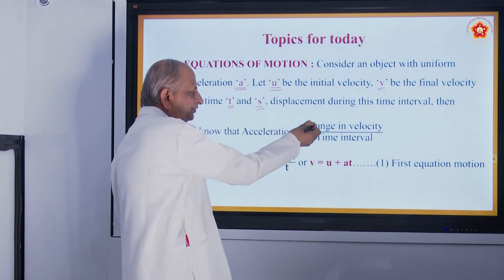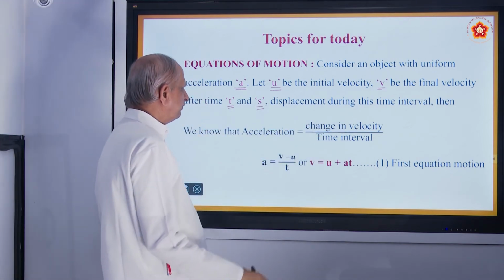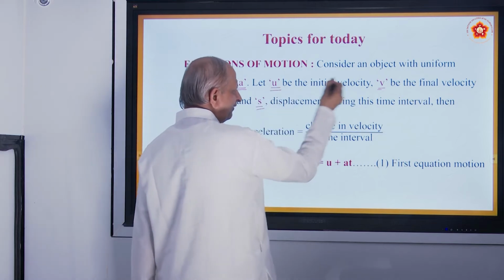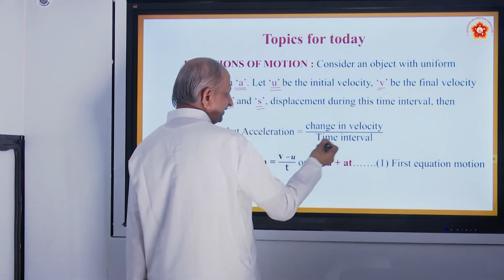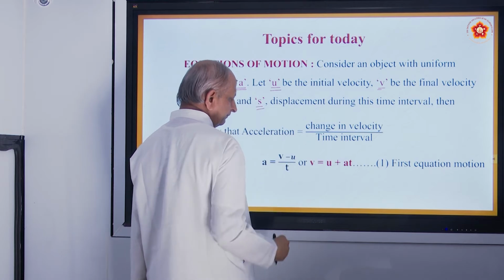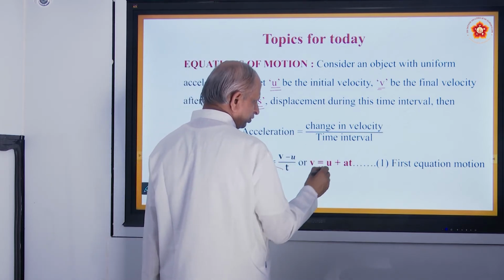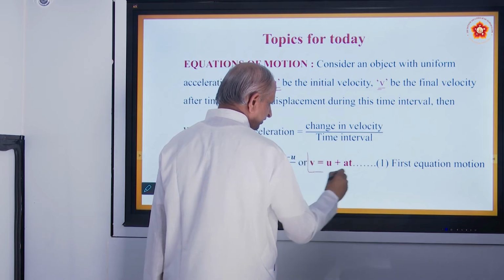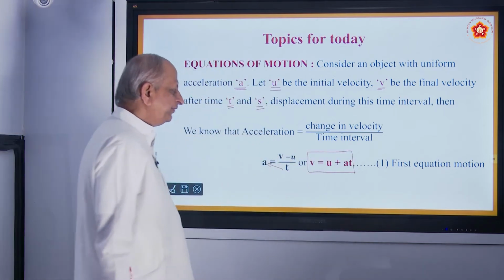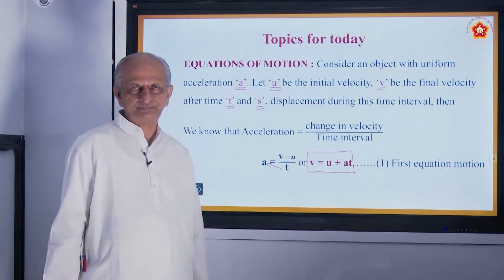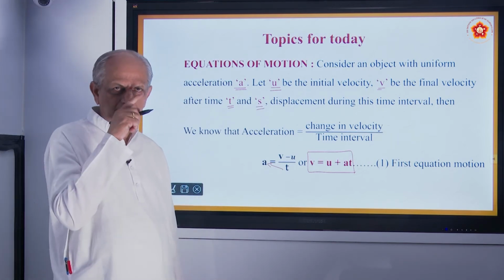So acceleration becomes change in velocity by time. Change in velocity means what? It was u, it became v. So it becomes v minus u by t. If you cross multiply, we get v is equal to u plus at. It is a very, very important formula. That is called the first equation of motion. You repeat it 10 times. Write it on a paper.